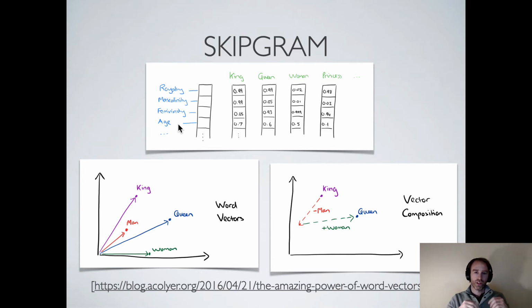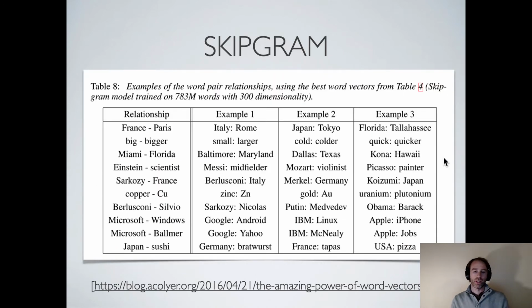Each dimension is kind of capturing some semantics of the word, and that's why if you subtract the masculinity of man from the word king, and then add the femininity of woman, you get the concept of queen. This is well in theory, but what is interesting is that it's also true in practice.